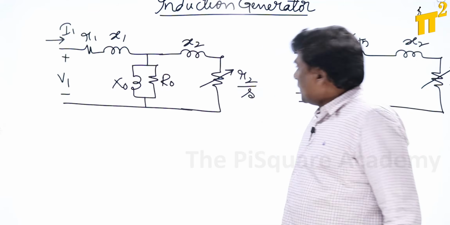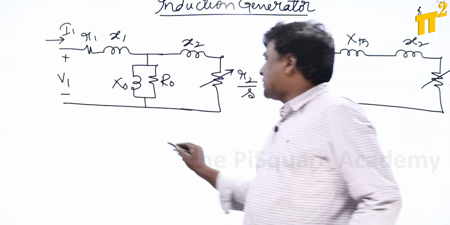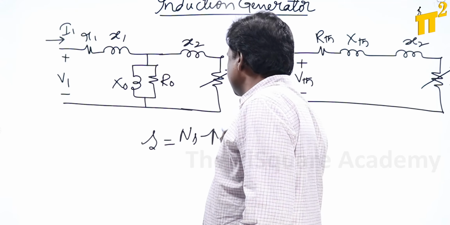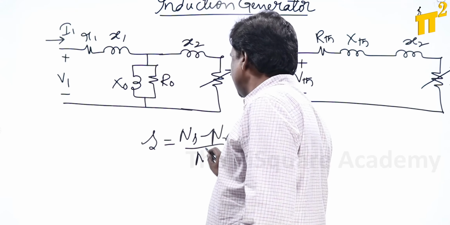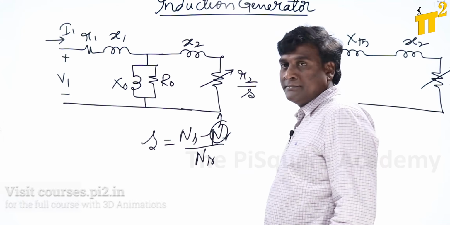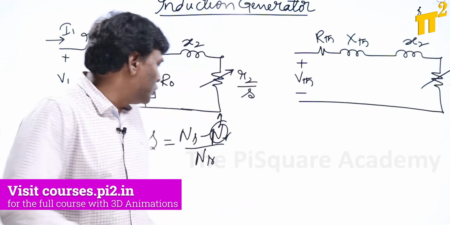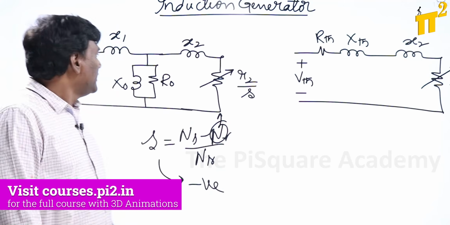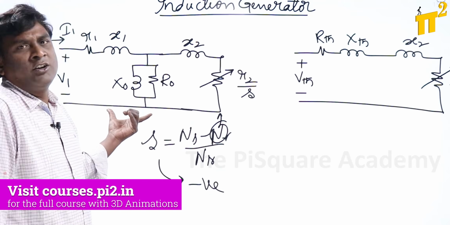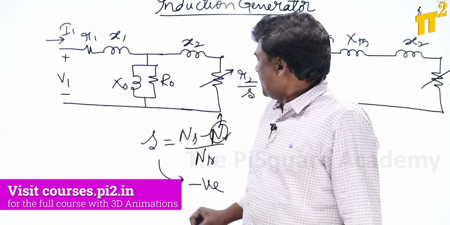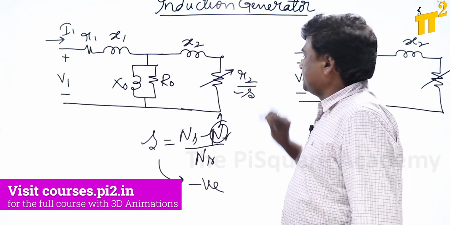Now the point here is, if you try to calculate slip, slip is going to be (Ns minus Nr) by Ns. The moment rotor speed is more than synchronous speed, my slip value is going to become negative. Now the transformer kind of model will come; for the induction motor also the same model will come. The moment slip becomes negative.